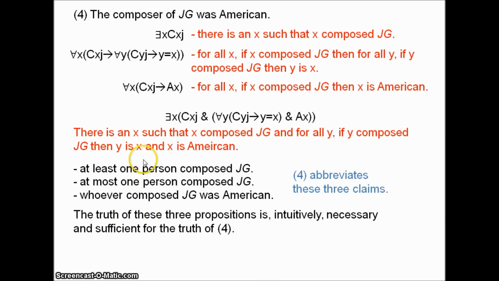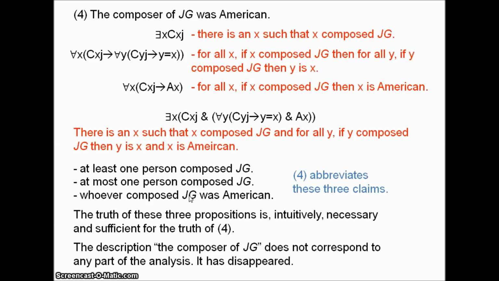Now, an important point to note here is that the description, the composer of Joe's Garage, does not in itself have any translation anywhere above. In itself, it has no logical form. No part of these propositions corresponds to our definite description. So we can see that it's an incomplete symbol. It has meaning only in context. It has meaning only when we attach something such as was American to the end of it, and it disappears when we analyse the logical form of expressions containing it. Right then, so that's Russell's theory there. Let's put this theory to work on our problems.